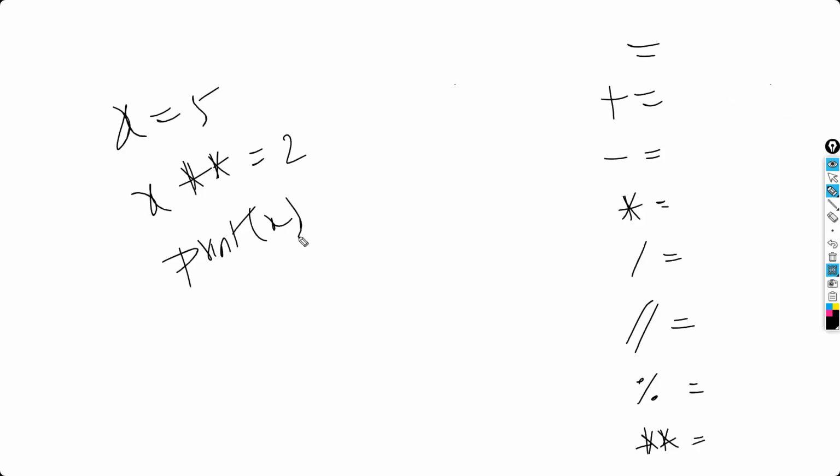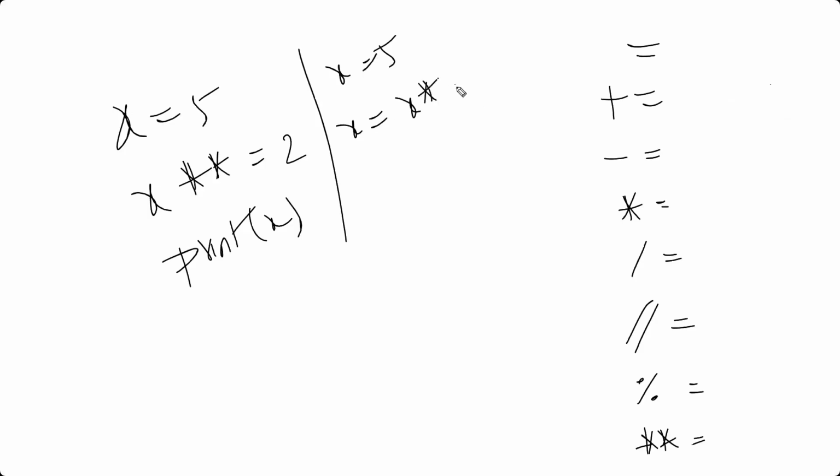Is the point clear? If you write like this, or if you write x is equal to 5, x is equal to x to the power of 2, and print x, the answer is same. Both the answers are same. Choice is yours. Okay, these are the assignment operators. Arithmetic operators, assignment operators. Two things are completed.